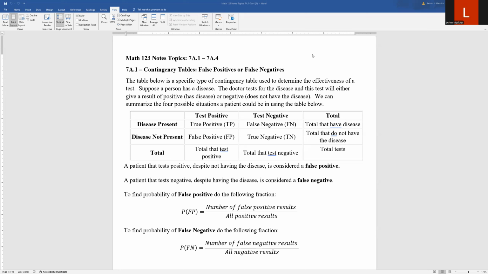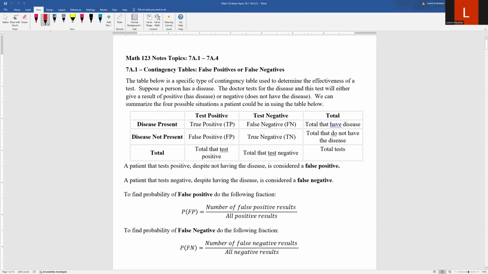So the first part, 7A1, we're doing exactly what we were doing in the 6B material. We're looking at these contingency tables. The only difference is that we're going to be applying this concept of a medical false positive or a false negative. So notice it says, and there's my ink, the table below is a specific type of contingency table used to determine the effectiveness of a test.